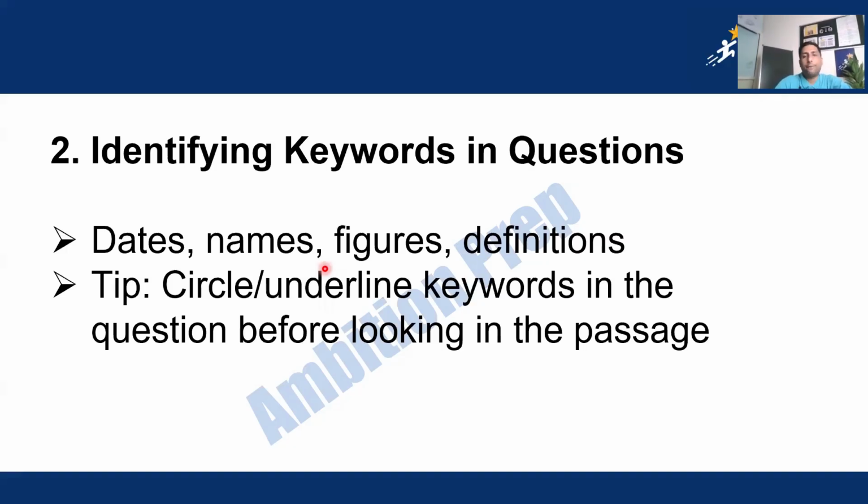Next is identifying keywords in questions. So this is another step when you do something related to reading comprehension questions. Once you start finding out the keywords such as dates, names, figures, definitions, what you need to do is circle or underline the keywords or the information you are looking for in the passage according to the question. So keep on circling or keep on underlining the information or the keywords.